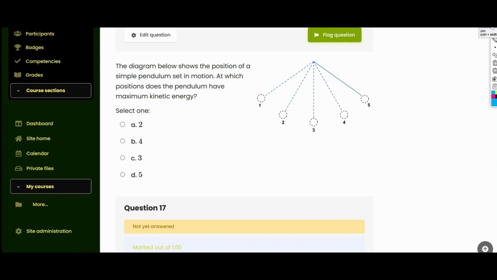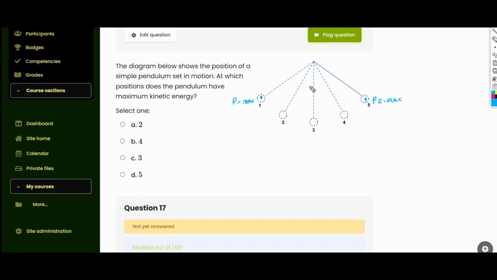The diagram below shows the position of a simple pendulum set in motion. At which position does the pendulum have maximum kinetic energy? As you can see, this is the maximum displacement from this point, where the potential energy is at its maximum. This place, the potential energy is also at its maximum.